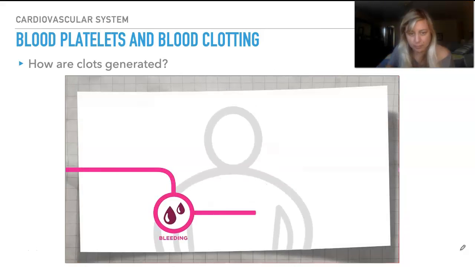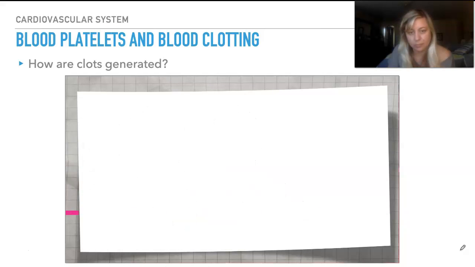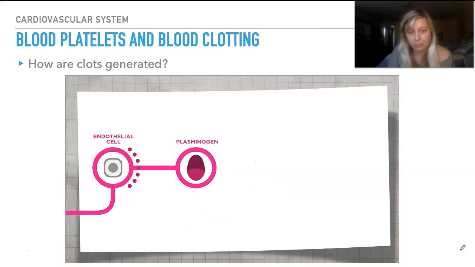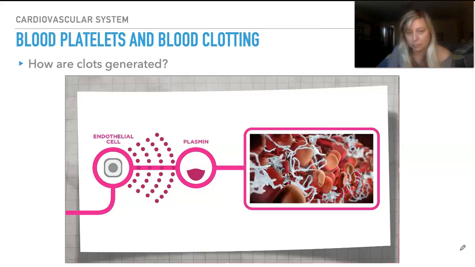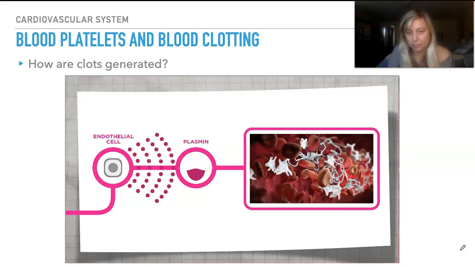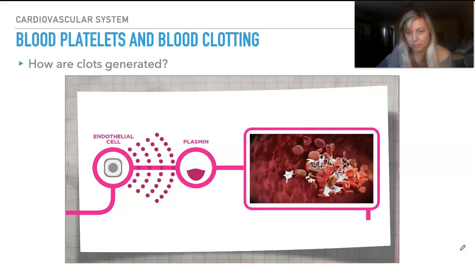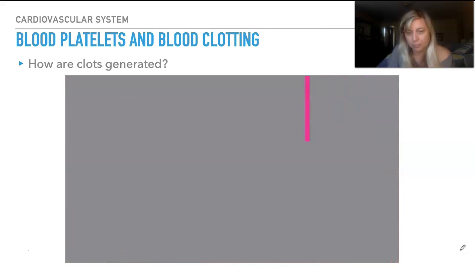In normal physiological conditions, the process of clot breakdown, or fibrinolysis, begins as the structural integrity of the vessel wall is restored. Endothelial cells begin to secrete a protein called tissue plasminogen activator, which activates the protease plasmin to degrade fibrin, dismantling the structure of the clot and restoring the integrity of the vessel.